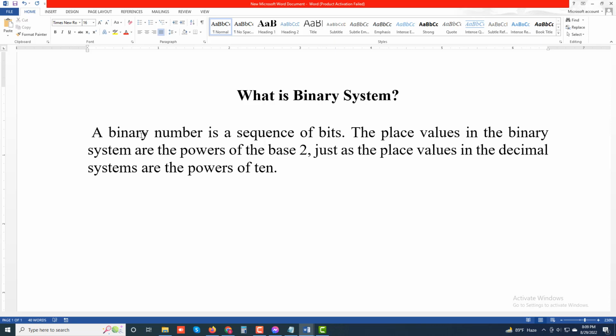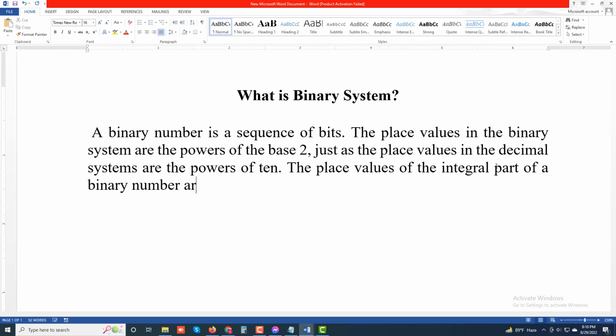The place values of the integral part of a binary number are the positive powers of 2.